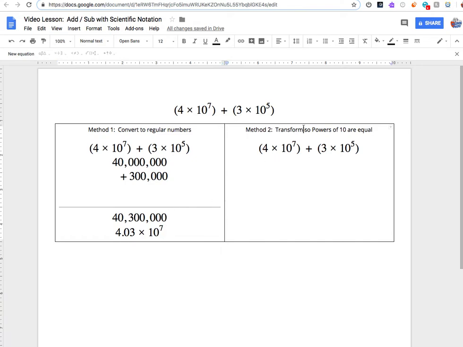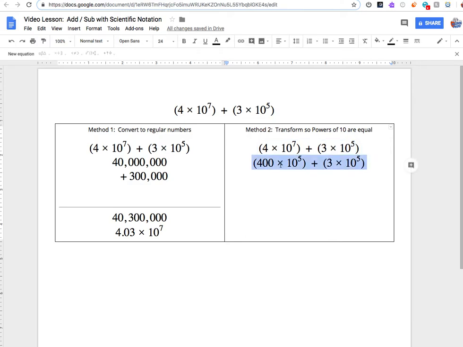Method 2 would ask us to try to get the powers of 10 so they were equal to each other. 4 times 10 to the 7th plus 3 times 10 to the 5th. Well, I know 4 times 10 to the 7th, we could really rewrite as 400. If we take 2 of the copies of 10 and multiply them with 4, 4 times 10 times 10 is 400, and that would leave us now with just 5 copies. I wanted to get down to 10 to the 5th, so I took 2 of those powers of 10, multiplied them with the 4, turned it into 400.